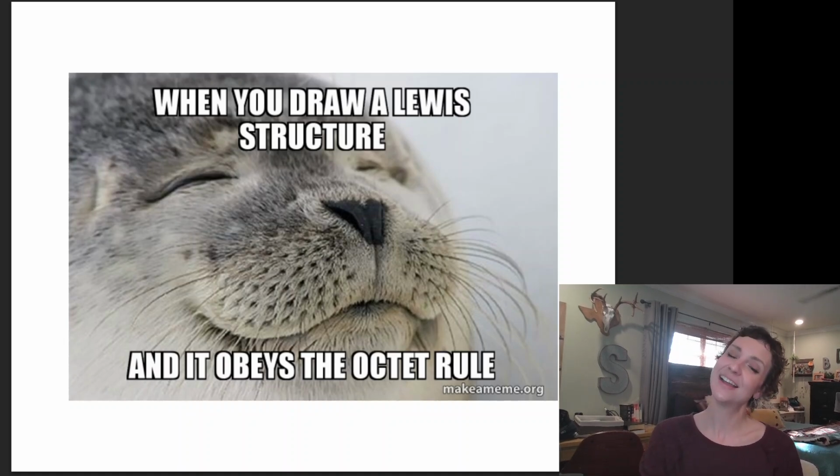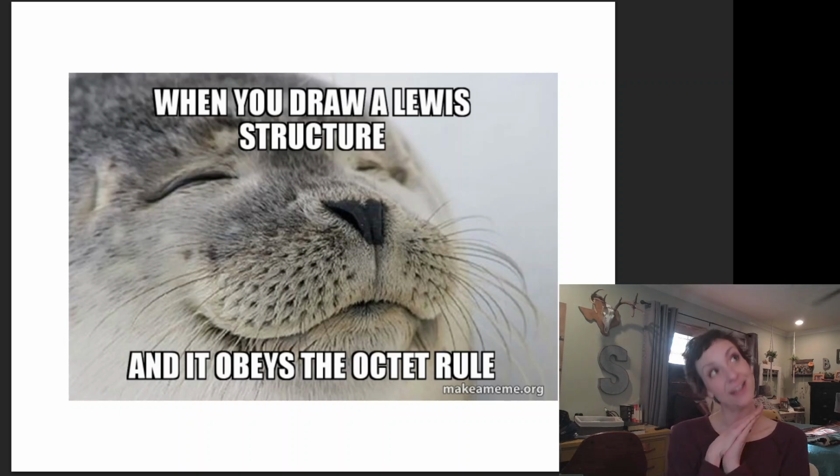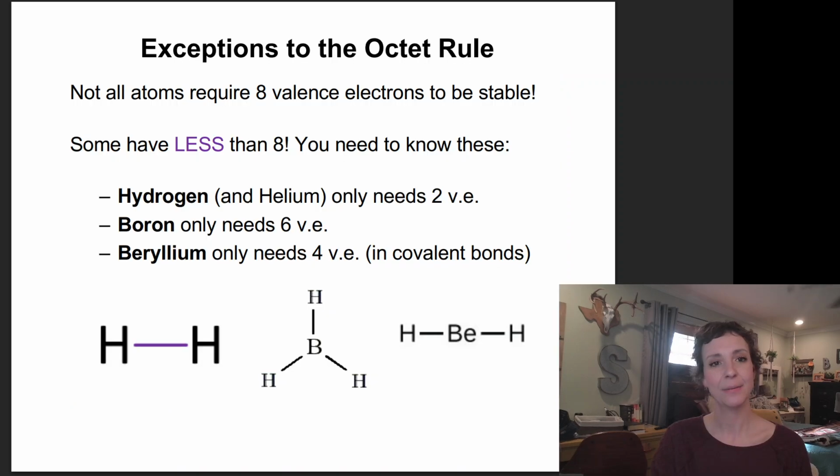When you draw a Lewis dot structure and it obeys the octet rule, it feels good, doesn't it? But there are some exceptions to the octet rule. You're like, oh my gosh, you gotta be kidding me. Yeah, not all atoms require 8 valence electrons in order to be stable. Some are happy with less than 8. You do need to know these 3 exceptions to the octet rule of atoms who are okay with something fewer than 8 valence electrons.